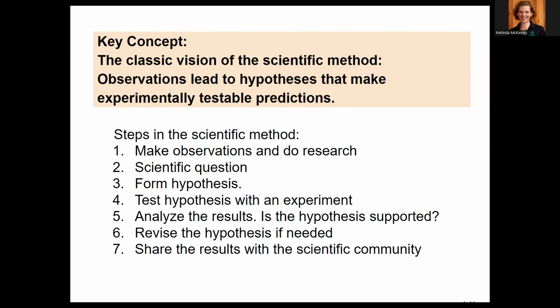Number 1, we make observations and do research. Number 2, we form a scientific question. Number 3, we form a hypothesis, which is going to be a predictable statement that allows us to test that question. Then we test the hypothesis with an experiment. It can be observational or it could be manipulative. And then we're going to analyze the results and find out if the hypothesis is supported or if it's refuted. Then we'll revise the hypothesis if needed and share the results with the scientific community.